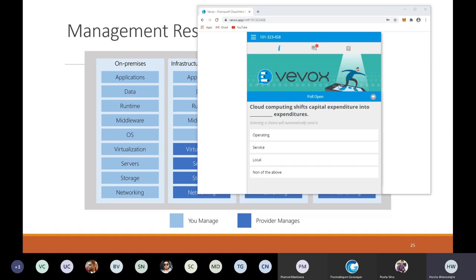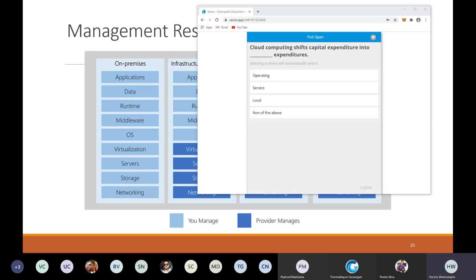If I go to the next question, we have 10 questions and we are on the 7th question. Cloud computing shifts capital expenditure into what expenditure? We talk about two types of expenditures. With capital expenditure, you're going to face upfront costs, and the other type is the cost that we are going to pay for the usage.